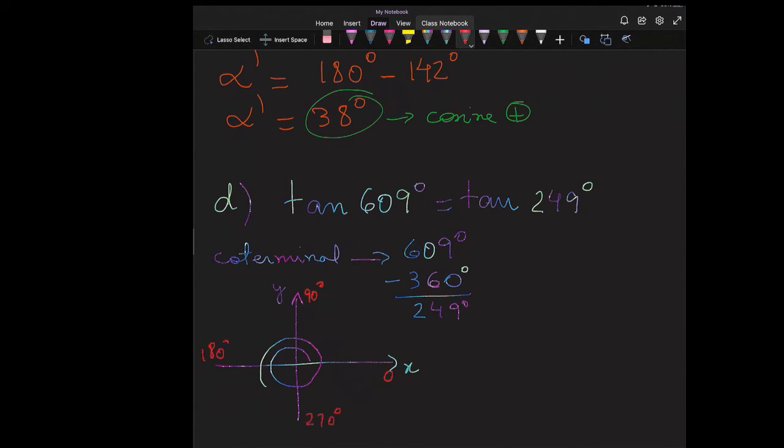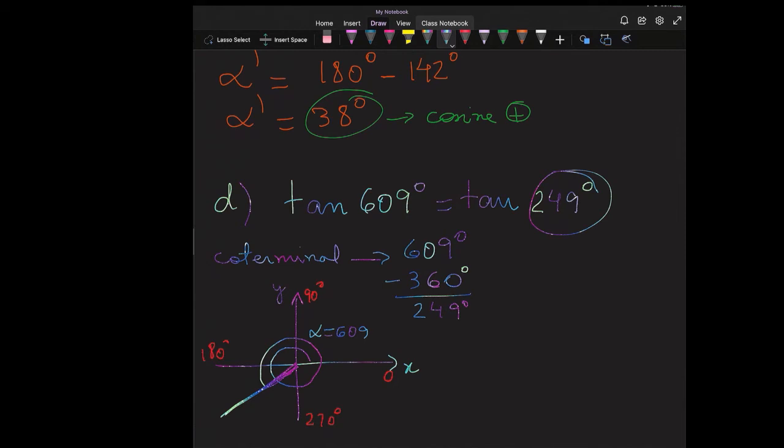This is 270. So somewhere in the third quadrant is my 249. And that's basically giving me the terminal side also for 609. So that is my alpha of 609, which has the same terminal side as 249. So the 249 helped me to locate the terminal side because they have the same position for terminal side. If they have the same position for terminal side, they have the same trigonometric functions. So therefore, the tangent of 609 degrees is the same as 249.